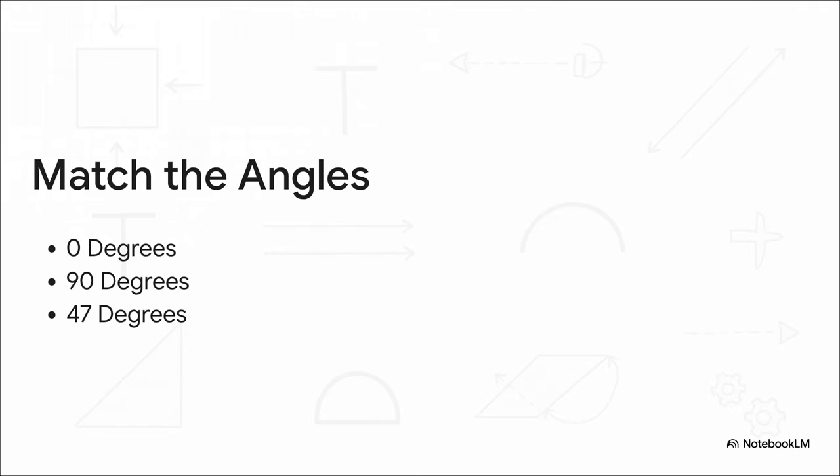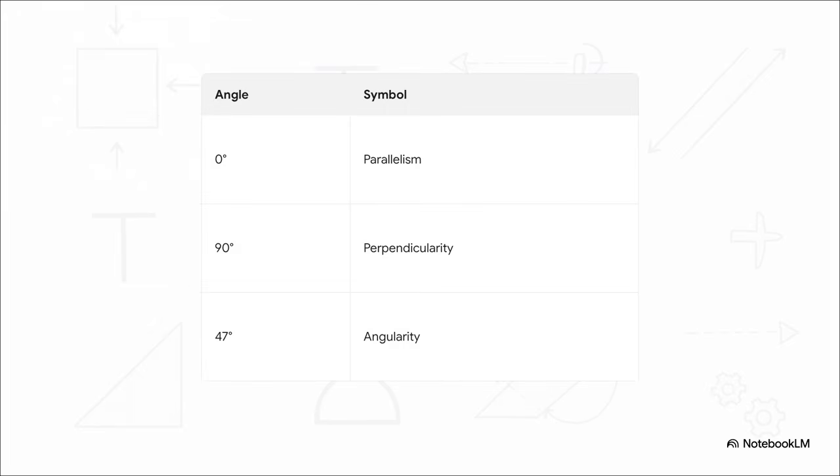First up, 0 degrees. Second, 90 degrees. And third, a custom 47 degrees. Think back to those magic numbers we talked about. You got your answers? Okay, let's do the reveal. If you guessed that 0 degrees is parallelism, you are absolutely correct. 90 degrees goes strictly to perpendicularity. And that wild 47-degree callout, yep, that belongs to our versatile catch-all, angularity.